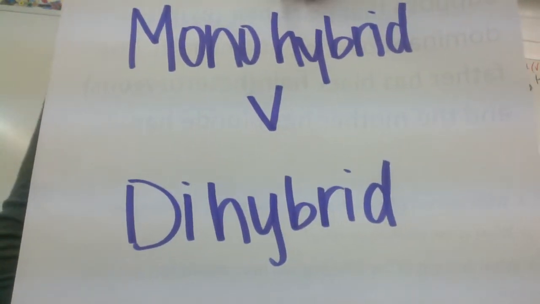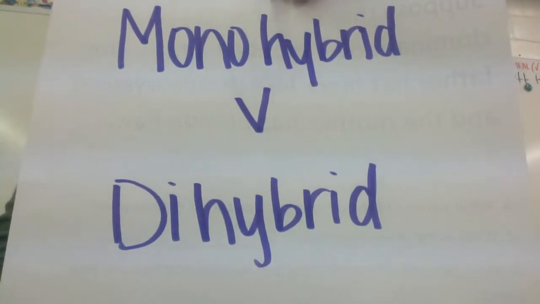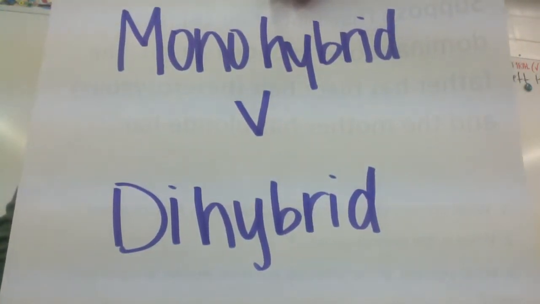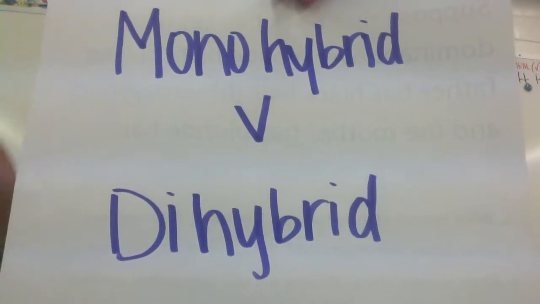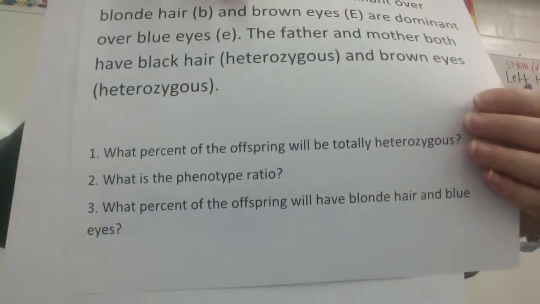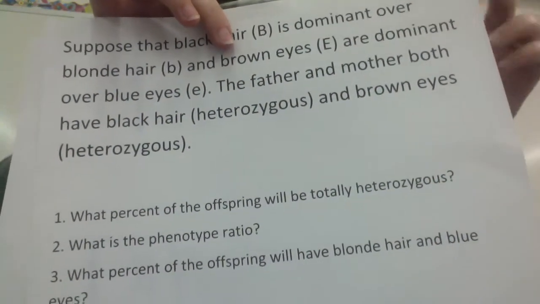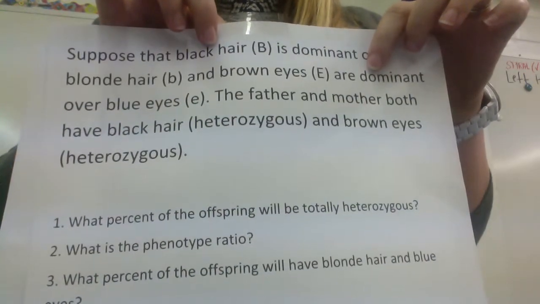Alright, now it's time for part 2 of monohybrid versus dihybrid. Now we're going to do a dihybrid cross. Remember, di means two, so we'll be looking at two different traits. So today's question is, suppose that black hair is dominant over blonde hair and brown eyes are dominant over blue eyes.